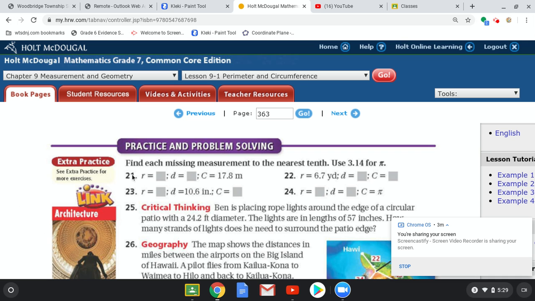It says find each missing measurement to the nearest tenth, use 3.14 for pi. So this is exactly what we just did. It's just solving for our unknown. So we're going to use our formula, plug in what we know, and then we're going to figure out what the diameter and the radius is for number 21. So let's go ahead and do that.